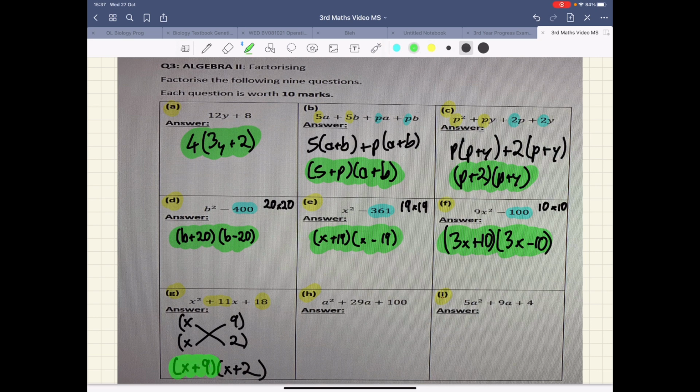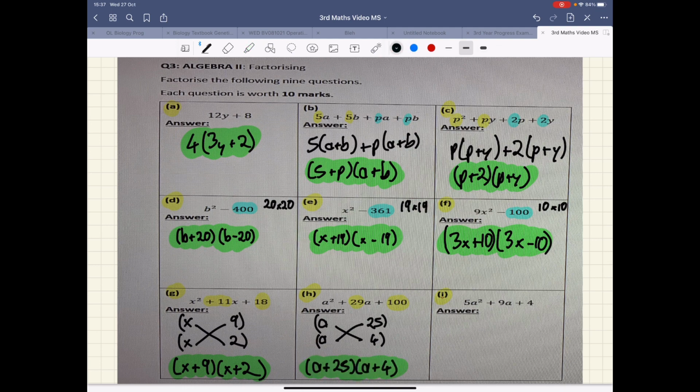Over on the next one, we're going to need factors of 100 that add to give me 29. I'm going to go with 24 and 4, because 24 multiplied by 4 gives me 100, so they're factors of 100. And when I add those together, I get 29. So A, big X, 25, and 4. So my final answer, just give them brackets: A plus 25, bracket A plus 4. And that's your answer.